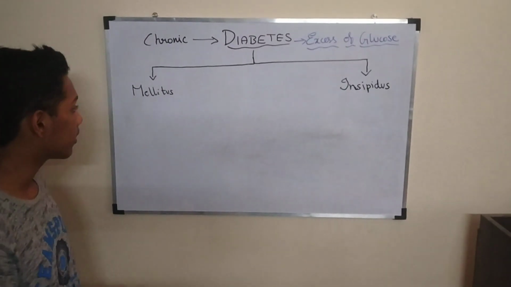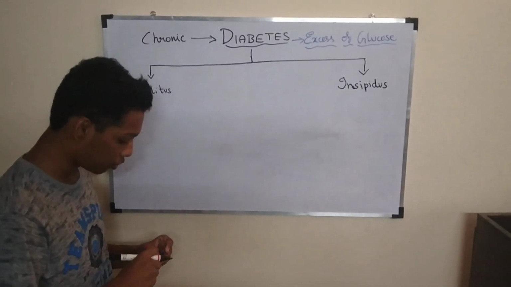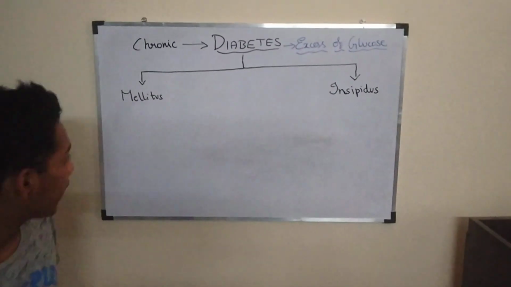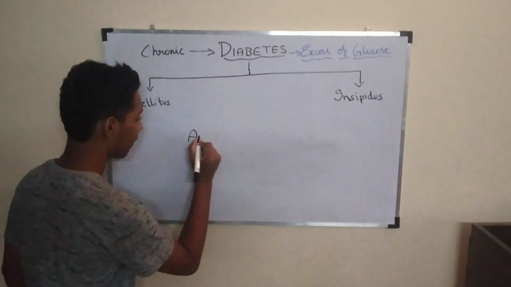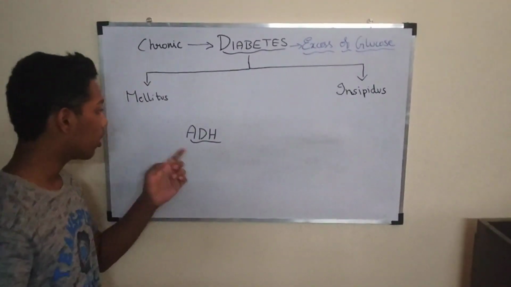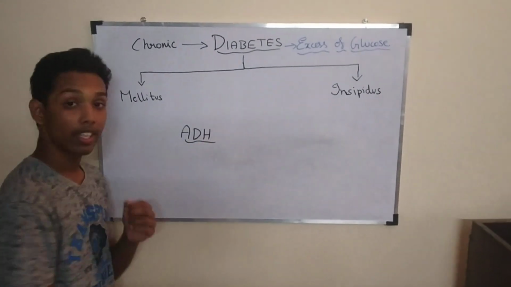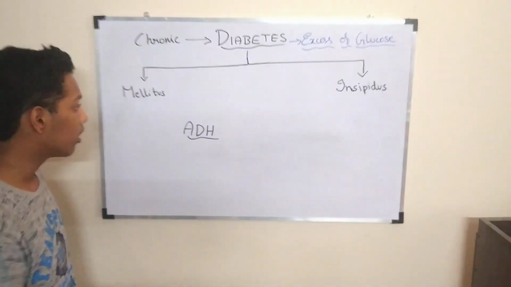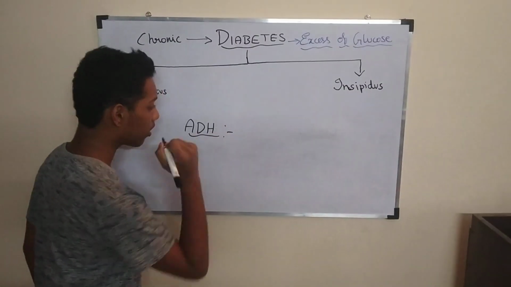So let's see another, new hormone, the ADH hormone. This is also a hormone similar to insulin as well as glucagon. Right? Now what does this hormone do?